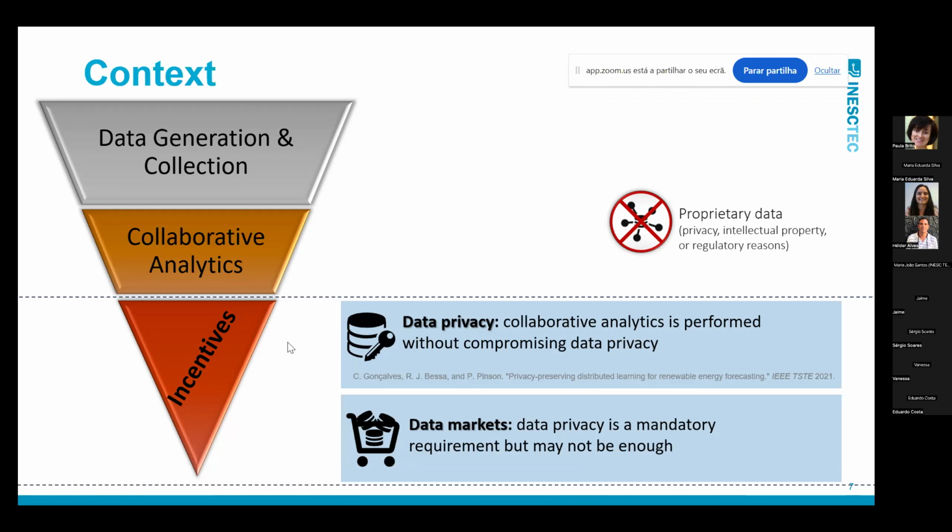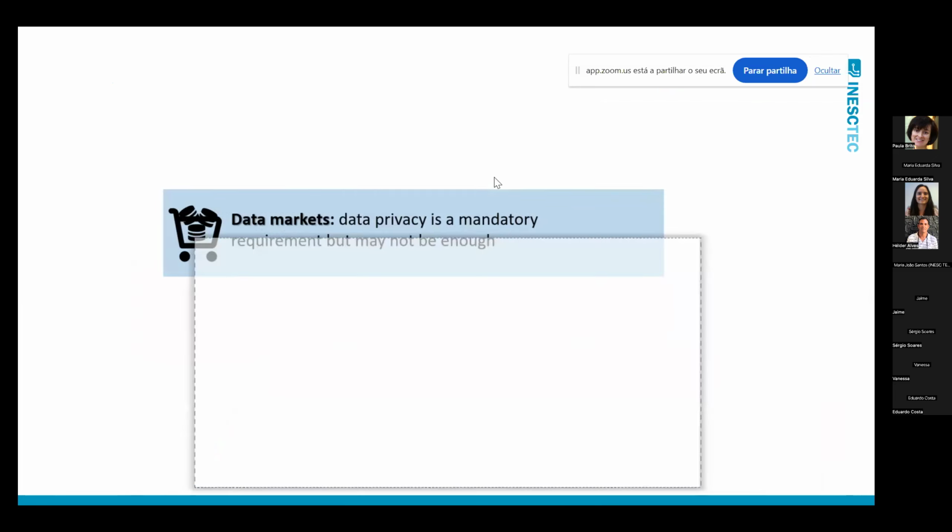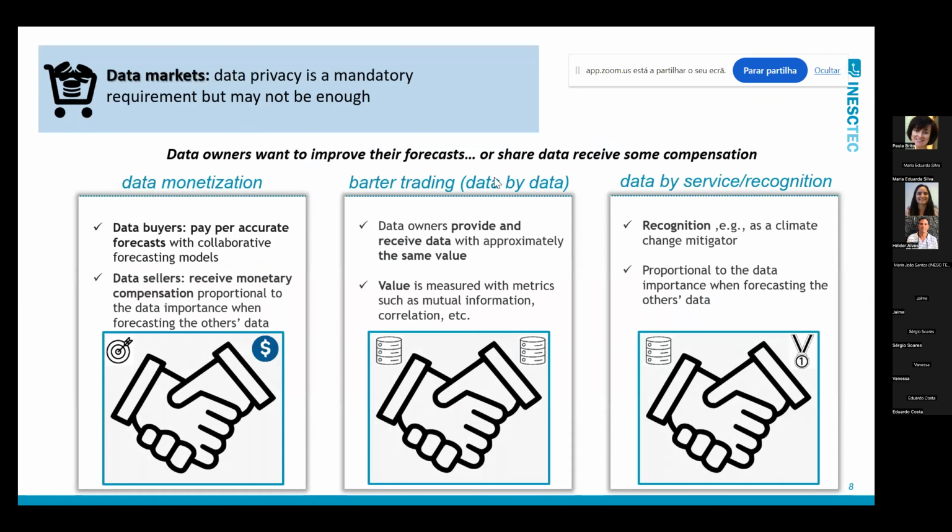So in the next slides, I will briefly present some of our algorithms. Our focus is on forecasting use cases, which means that the motivation to enter the data market can be to improve the forecasts with data from the others, or to share data to receive some compensation. And here we identify three possible groups of incentives.